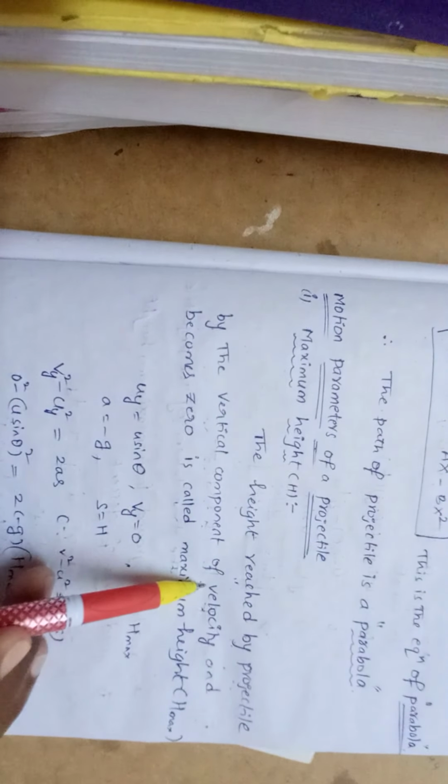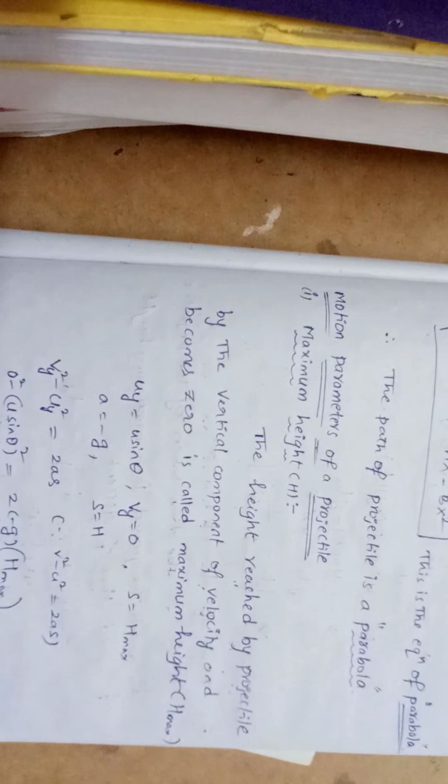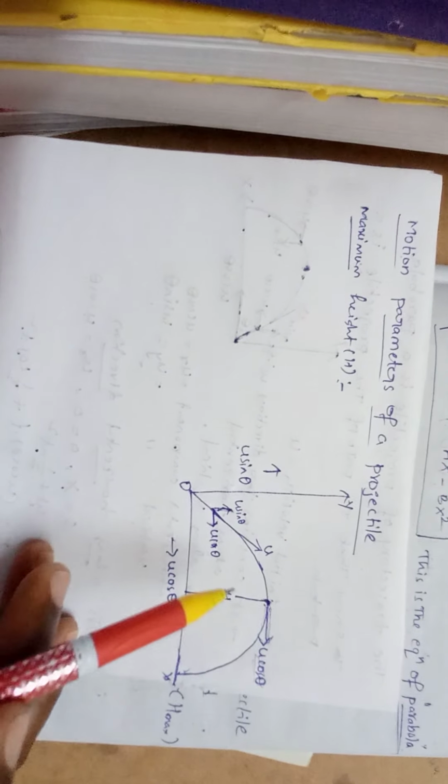First of all, let us see what is the maximum height of the projectile. So, what is maximum height? The height reached by the projectile, where the vertical component of velocity becomes zero, is called maximum height. If you observe the diagram, this is the trajectory of the projectile. So this point is maximum height. That means the vertical component of velocity becomes zero at this point.